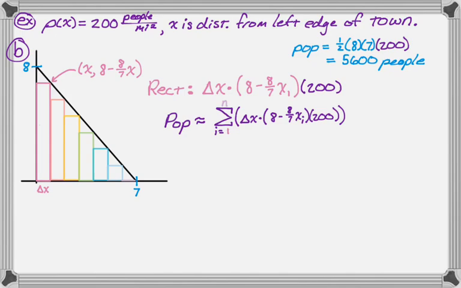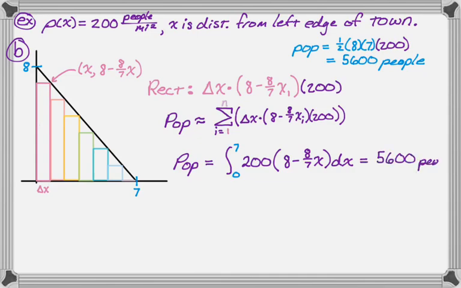So if I take the limit as n approaches infinity of this summation, it's going to give me the true population. The limit of the summation becomes the integral. Delta x is along the x-axis, so my bounds come from the x-axis, so 0 to 7. The function for the bound, instead of x sub i, I'm just going to have x. Move the 200 to the front because it's just a constant multiple, and delta x becomes dx. And then I just use a calculator, and I got 5,600 people.